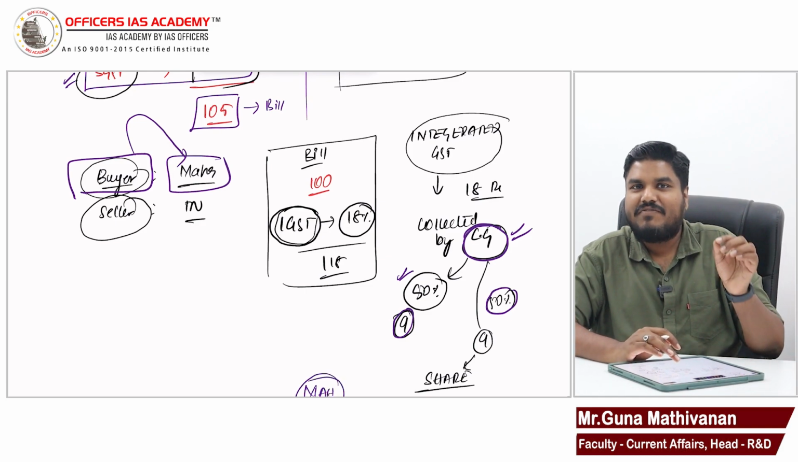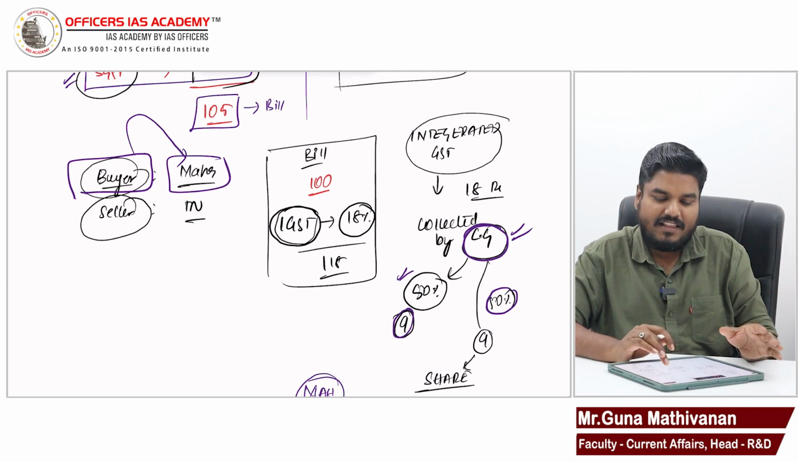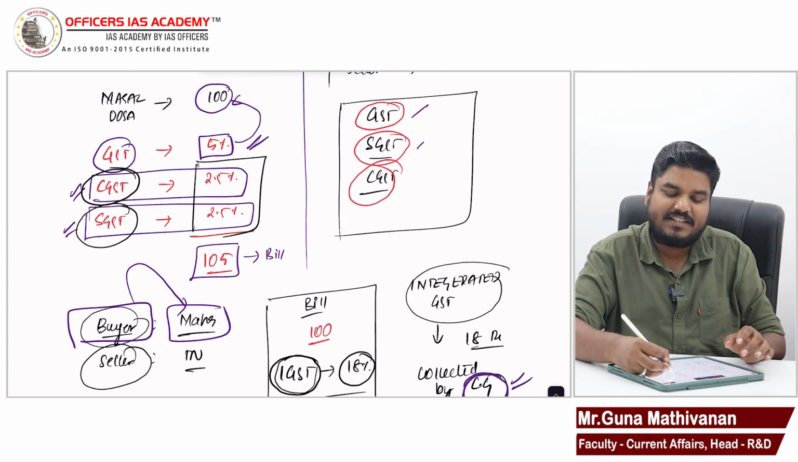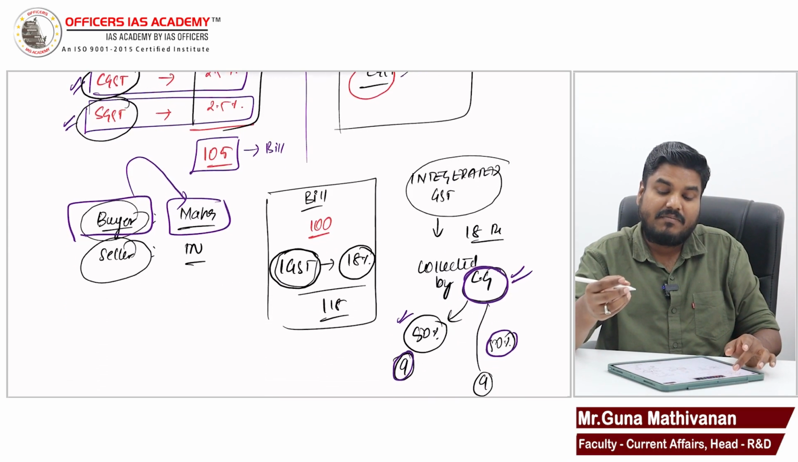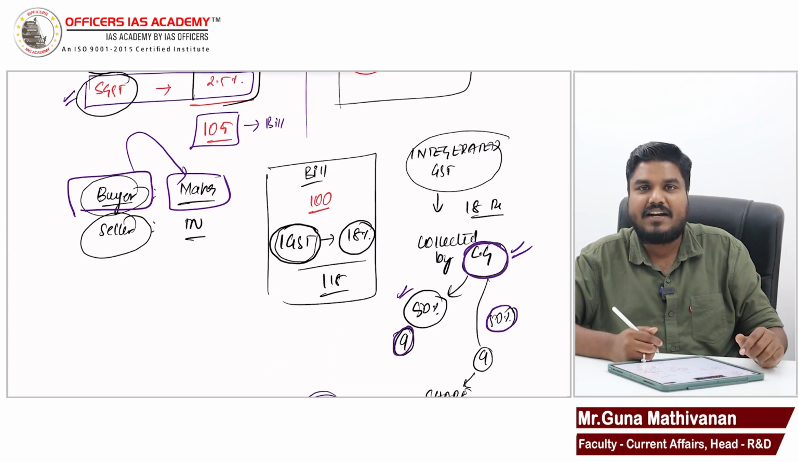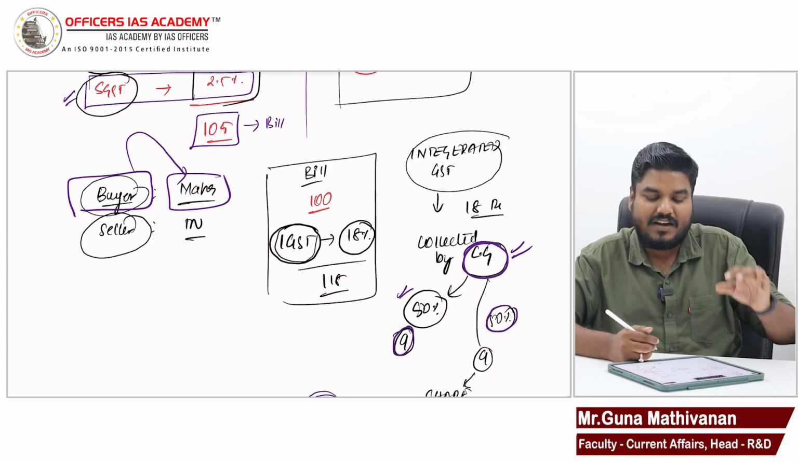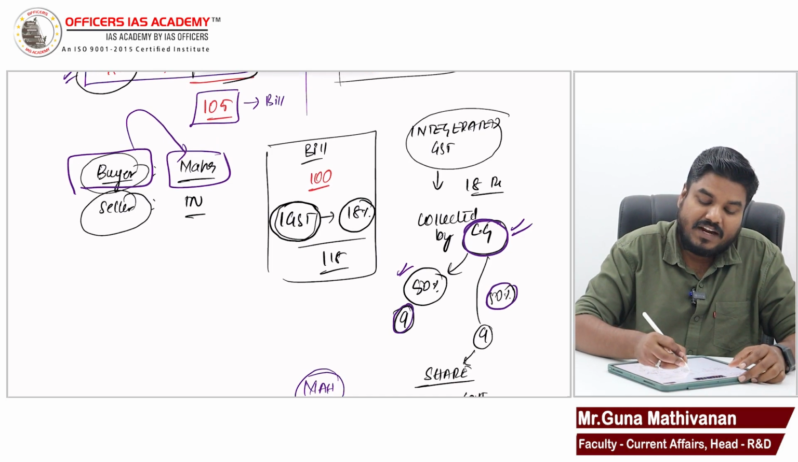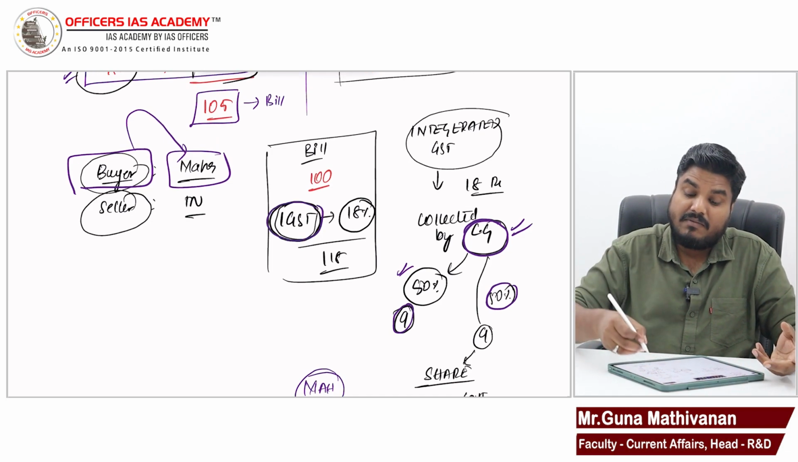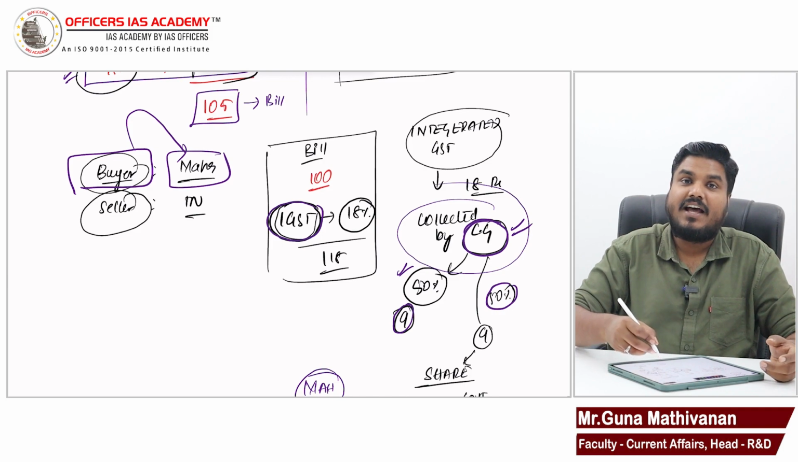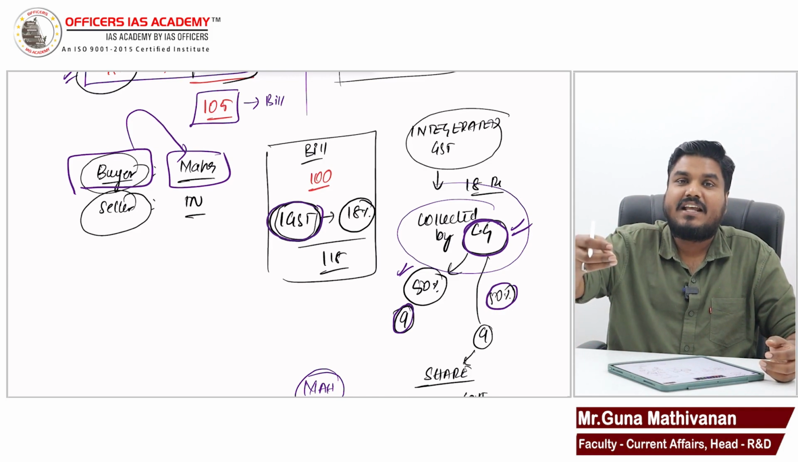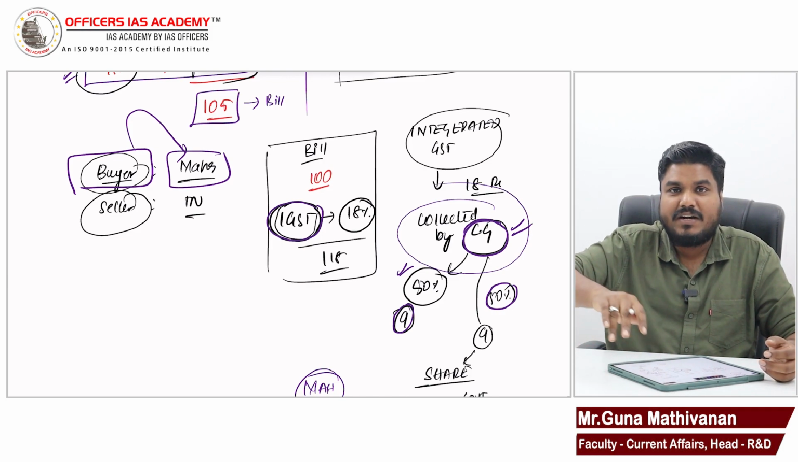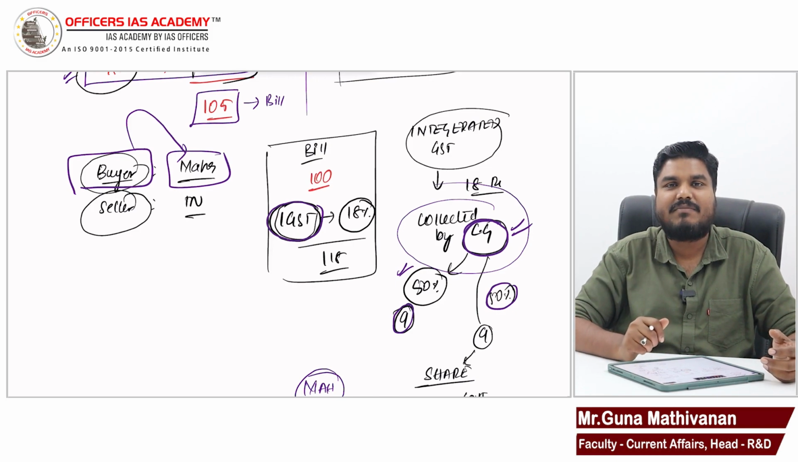Are you clear? So if it is an intra-state trade, in that bill you will find GST, CGST, SGST. If it is an interstate trade between the states, then in that bill you will find only IGST, and that will be collected by the central government, and the state share will be given by the central government to the respective state government.